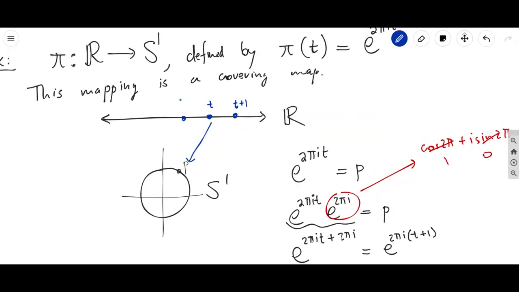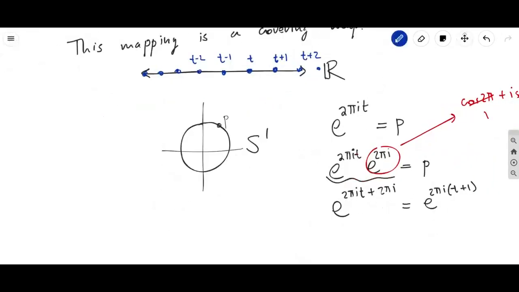You can also translate back, t minus 1. You can translate again, t plus 2. You basically have equally spaced points, and all of these points are being mapped to this one single point p. So it is a surjective mapping. The next question is, how do we know? This is the next question.